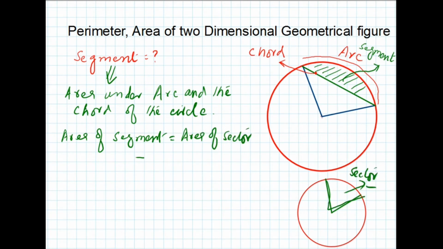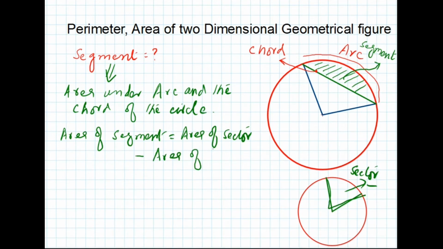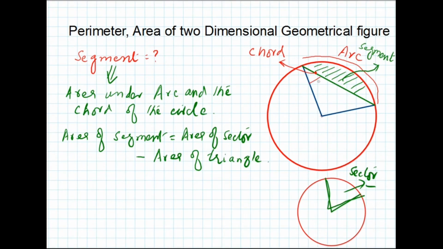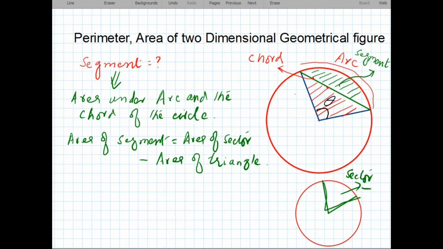Now back to formula. It is minus area of triangle. The shaded portion of triangle is shown in figure. The angle is denoted by theta. The sides of triangle are actually the radii of a circle equal to r.